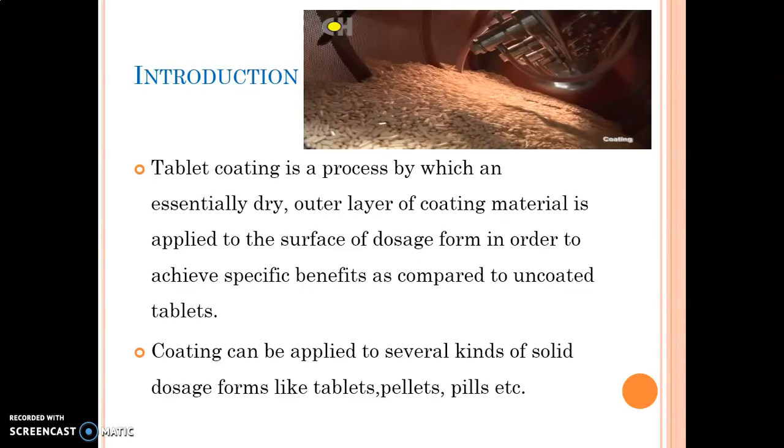Coming to the introduction, tablet coating is a process by which an essentially dry outer layer of coating material is applied to the surface of a dosage form in order to achieve specific benefits as compared to uncoated tablets. Coating can be applied to several kinds of solid dosage forms like tablets, pellets, pills, etc.